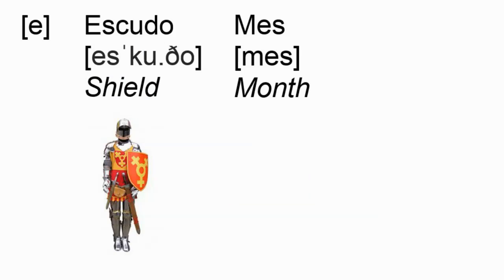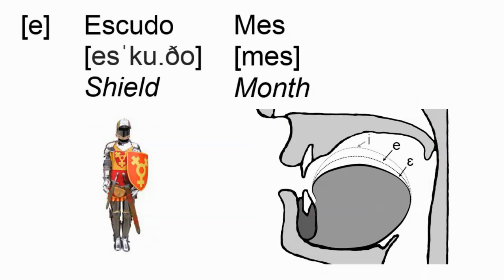The next vowel we'll cover is E, as in escudo or mes. Here's where we'll take advantage of our earlier discussion about vowel height. Remember how one vowel was high up in your mouth and another was in the middle of your mouth? Well, Spanish's E tends to be in between these two. So English has mes and Spanish has mes.